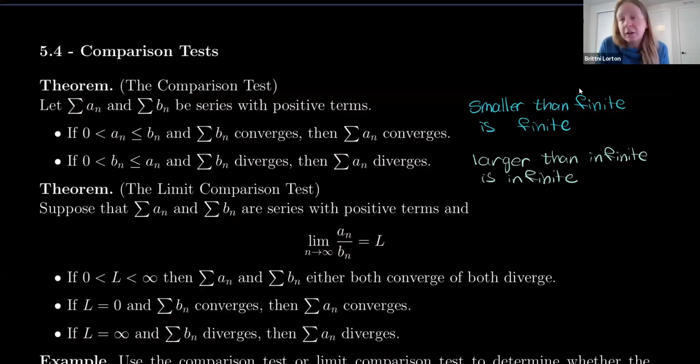Where this would be inconclusive, which would happen once in a while, is if your limit was equal to 0 and the thing on bottom diverged. Then there's no bullet point that talks about that. Really, this test would be inconclusive if that were the case.